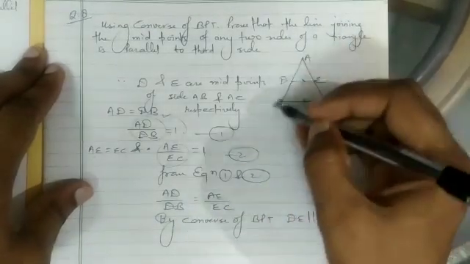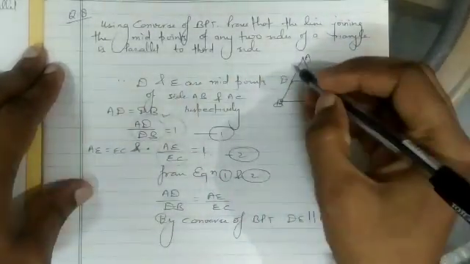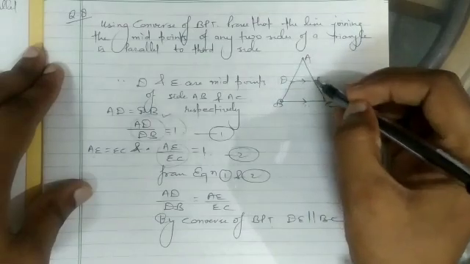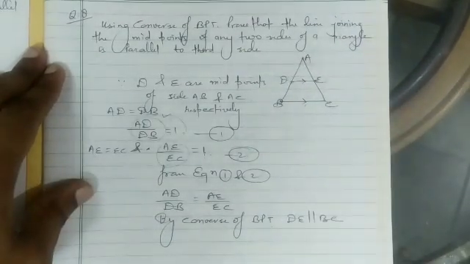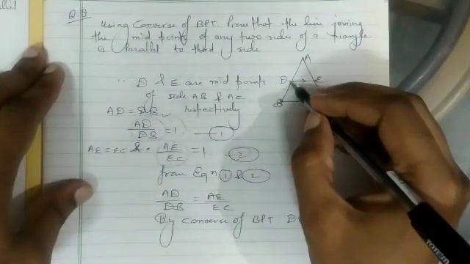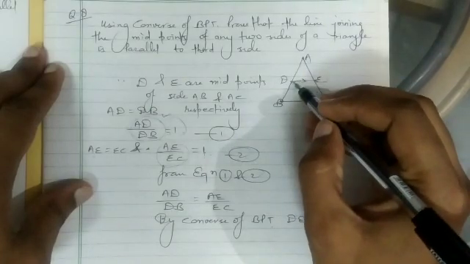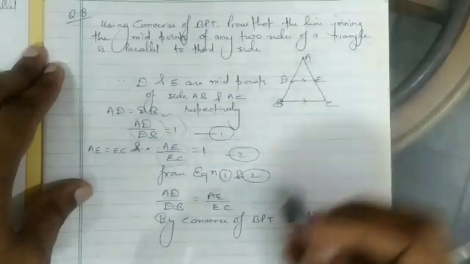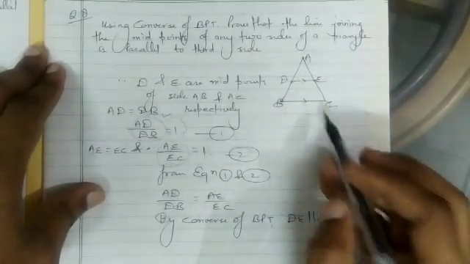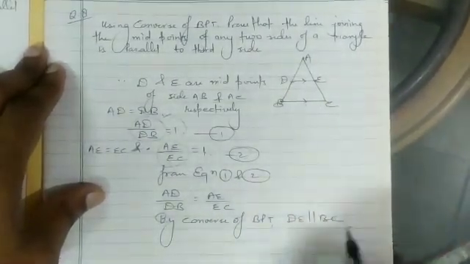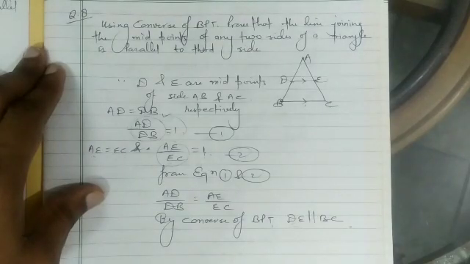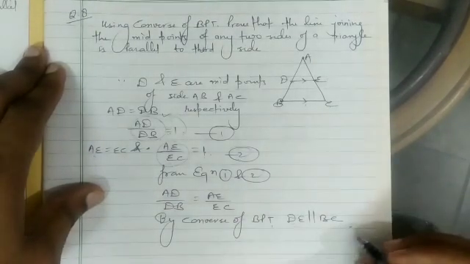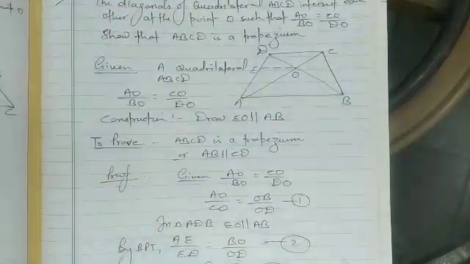Now you see in triangle ABC, AD upon DB equal to AE upon EC we have got. Since the ratios are equal, we can say by converse of BPT, DE will be parallel to BC. Fine. This is your answer. Question number 9.